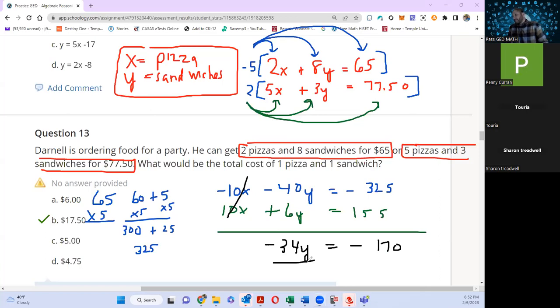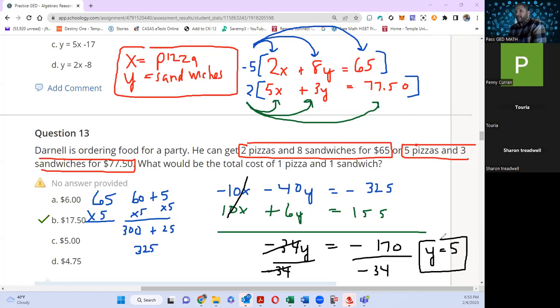Divide by minus 34. And what is negative 170 divided by negative 34? 5. It's a positive 5. So we know that sandwiches cost $5.